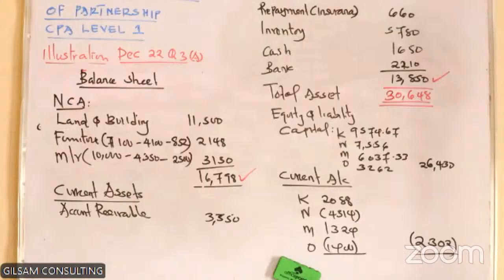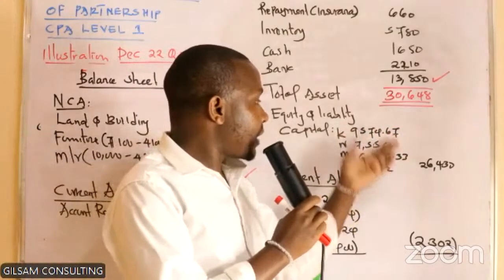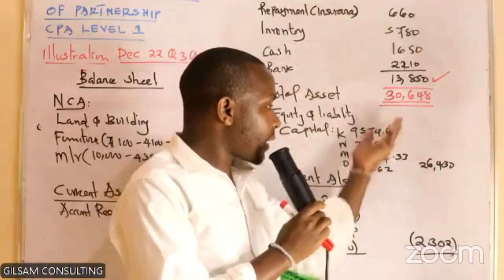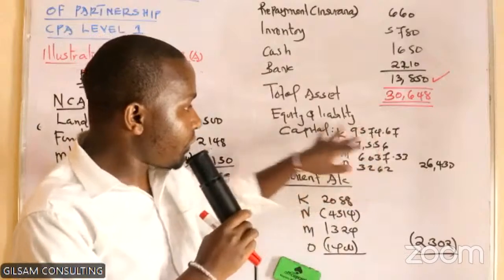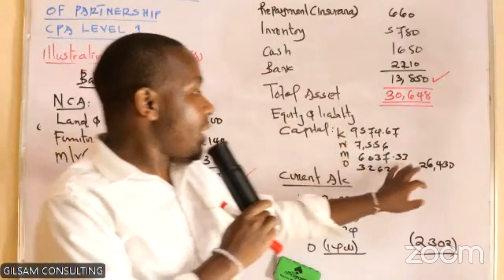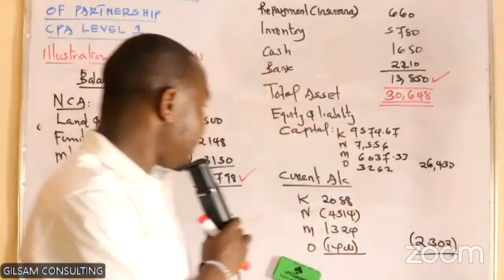And then for the equity, this one we are just deriving from the fixed capital account, the closing balance carried forward, which if you put for each and every partner, you'll be able to get the total of 26,430. The same goes with the current account.